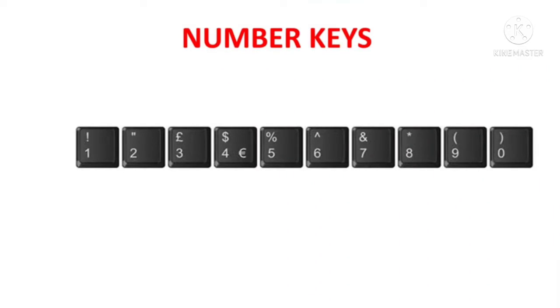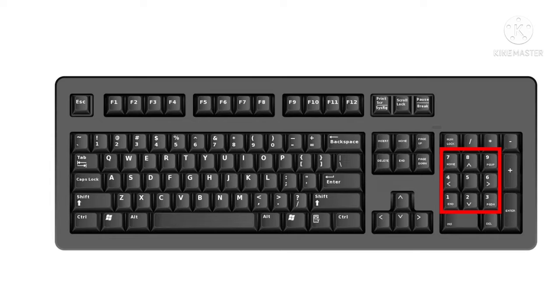Now number keys. The number keys are used for typing numbers. Students, number keys का use हम numbers type करने के लिए कर सकते हैं. The number keys are present above the top row of the alphabet keys. The number keys are also present on the right side of the keyboard. So you can see here that the number keys are present 2 times on the keyboard. The number keys start from 1 to 0. That means they are 10 in number.